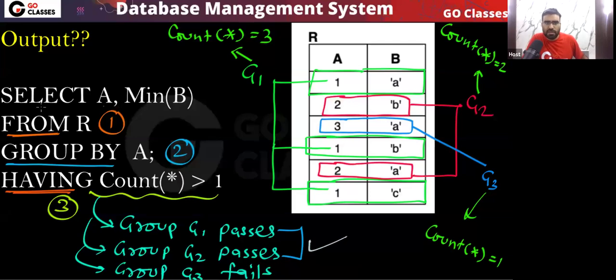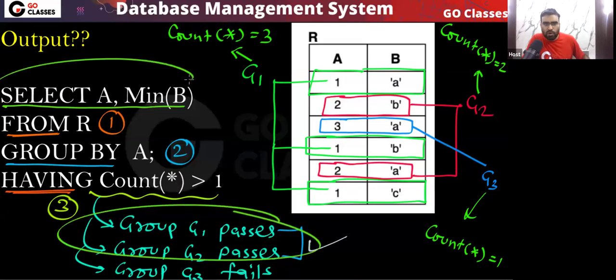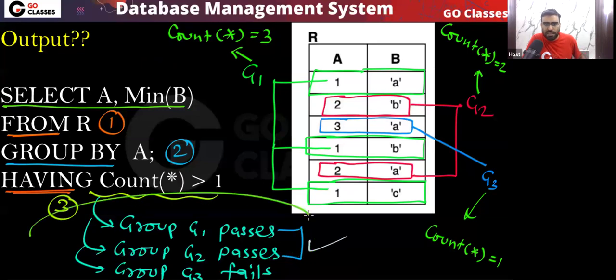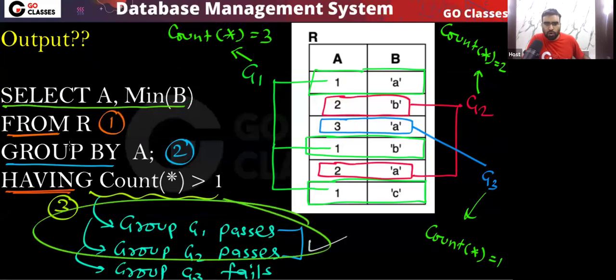So finally, our output will have 2 tuples, because only 2 groups are passing. So the number of tuples in the output will be equal to the number of groups that are passing. Yes or no?